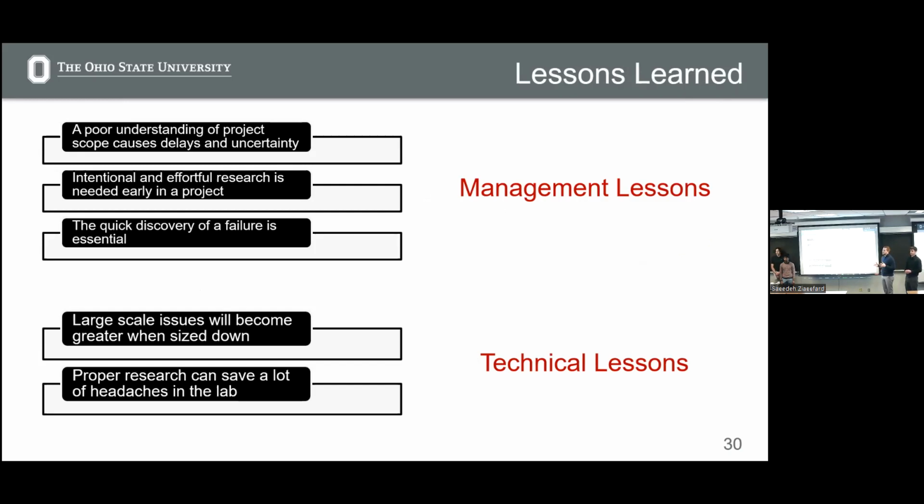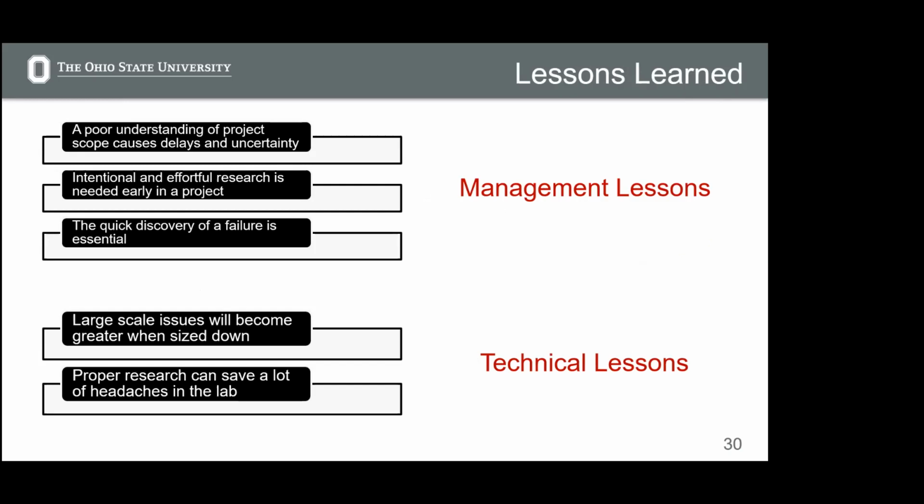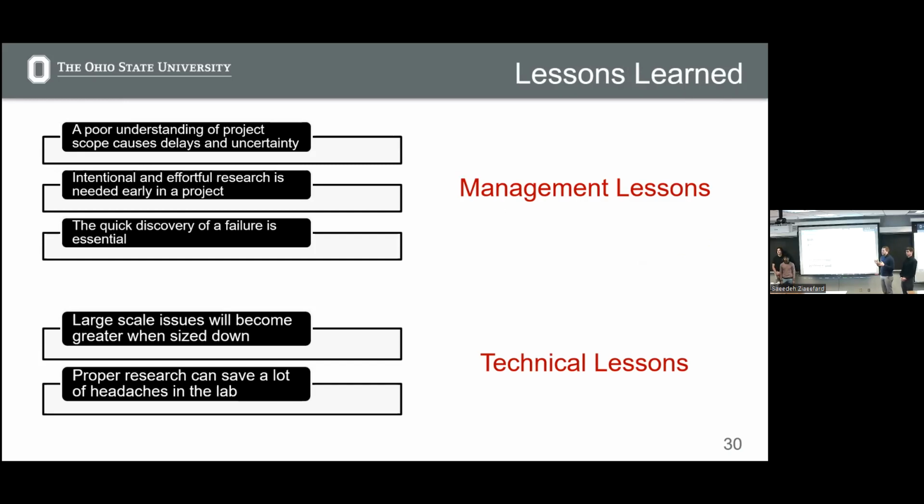Some lessons learned this semester. Management lessons would be that having a poor understanding of the scope of the project will cause delays. Around the middle of this project, we kind of had a poor understanding of where we were going. We were just testing motors and doing stuff like that without stepping back and realizing, is this the right direction? So now we feel like we have a better grasp of our direction moving forward of researching the small scale cells. And we also realize that having intentful and effortful research is needed early on in the project.